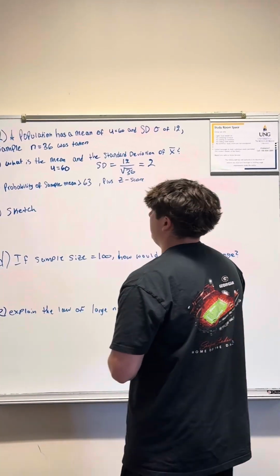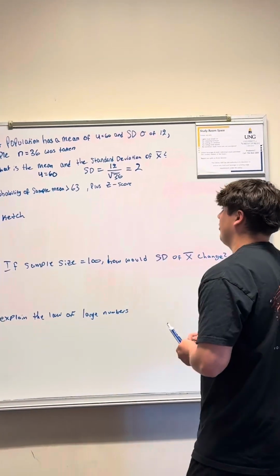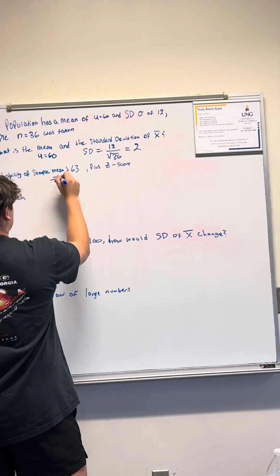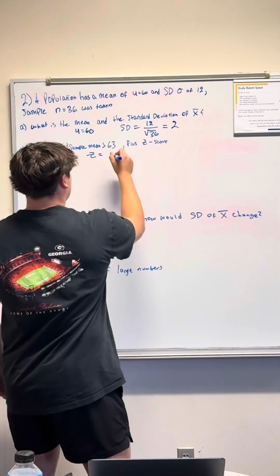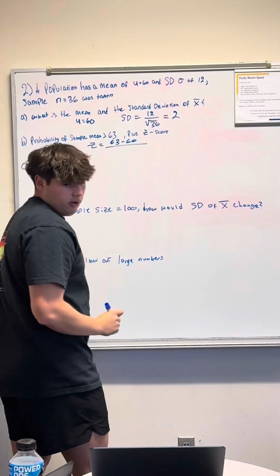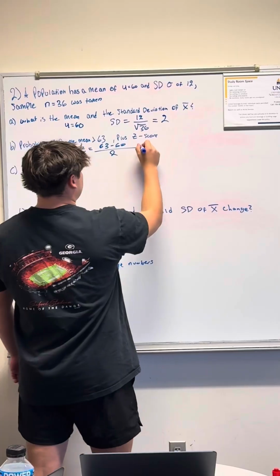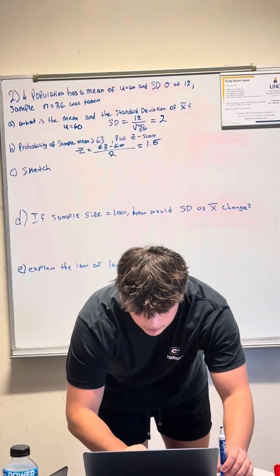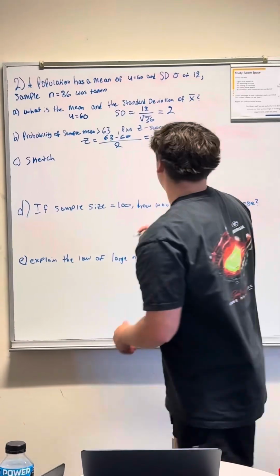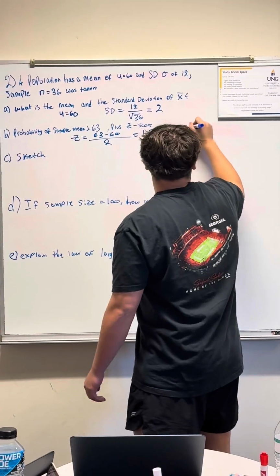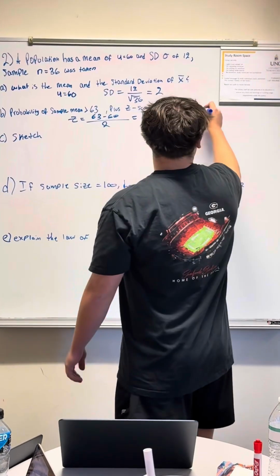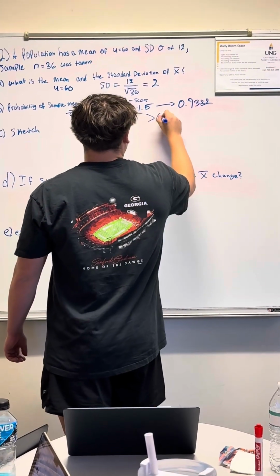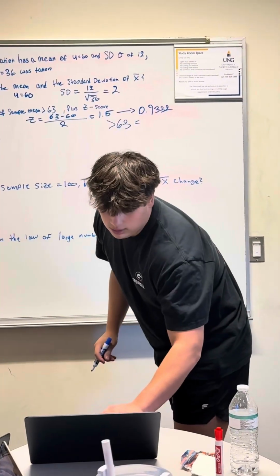All right. Problem B is asking for the probability of the sample mean being over 63, including our z-score. So to find that, we're going to go z equals 63 minus 60 over 2. And so this is just going to give us 1.5. All right. And so now we have to look up the z table and find the probability. On the z table, 1.5 is going to get us to 0.9332. And so basically the chances of getting greater than 63 are equal to 6.68%.